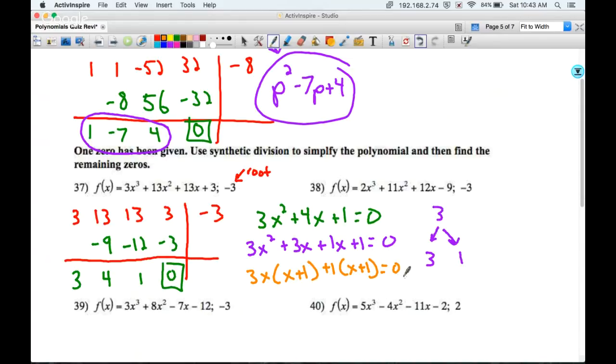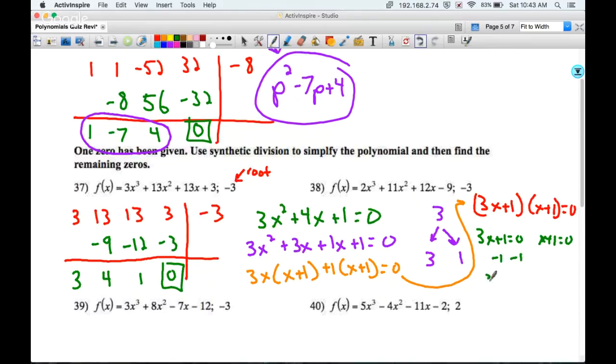Let's see, where do I want to go with this? I'll just keep moving in this direction. Now we get together our groups. We've got a 3x plus 1 times x plus 1 equals 0. Set these individually equal to 0. 3x plus 1 equals 0. x plus 1 equals 0. And subtract 1, subtract 1. 3x equals negative 1. x equals negative 1 third. And over here, x equals negative 1.